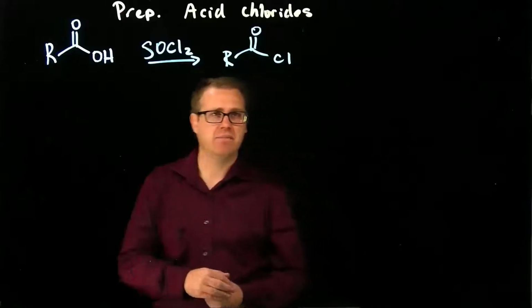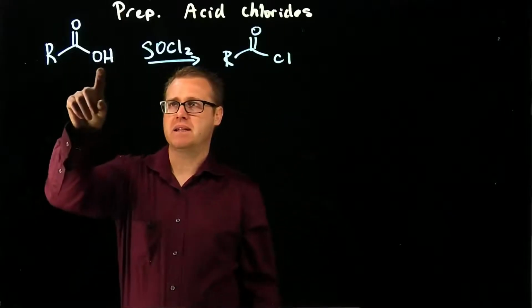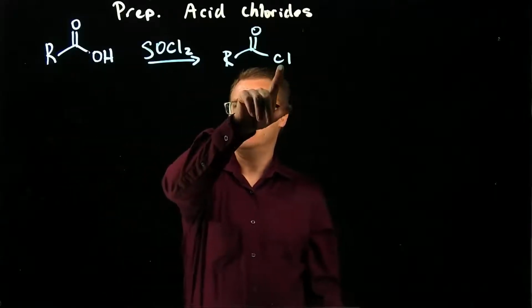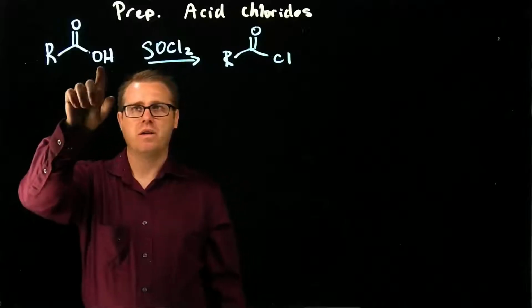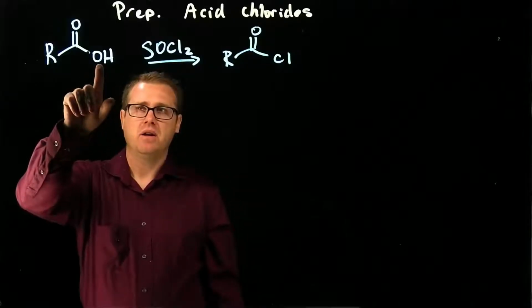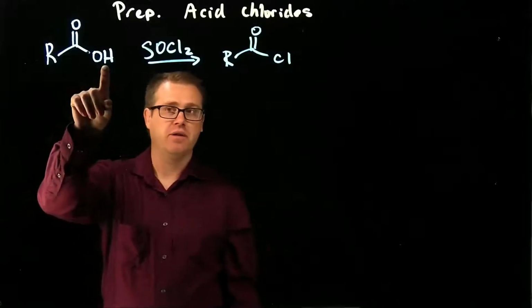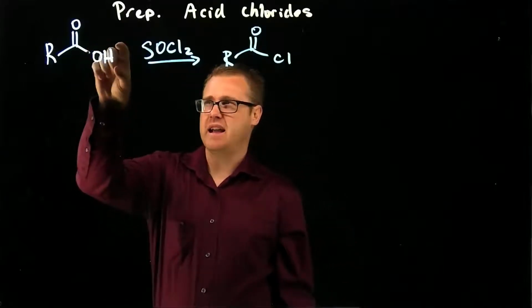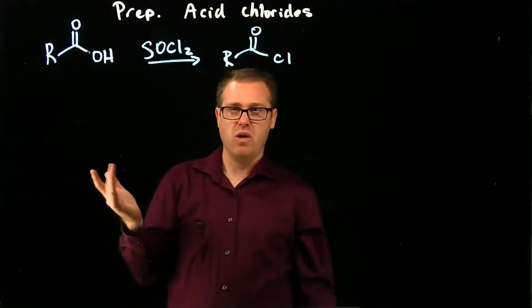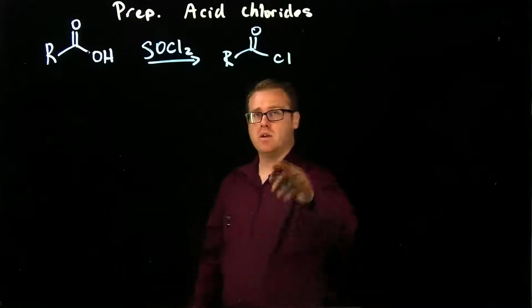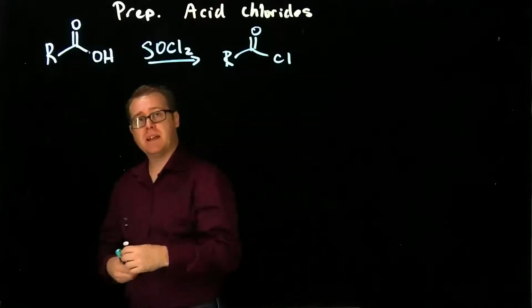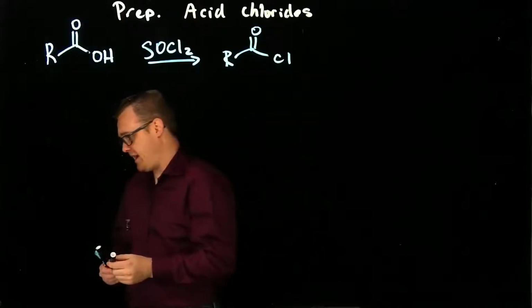Now, mechanistically, how does that work? Because look at what's happened. We've simply replaced an OH with a chlorine atom. And from our Orgo 1 knowledge, we know that an OH is not a good leaving group. So we've got to figure out a way to convert that into a good leaving group. How do we get rid of it in order to have that chlorine replace it? So the mechanism is very telling and it helps us out.